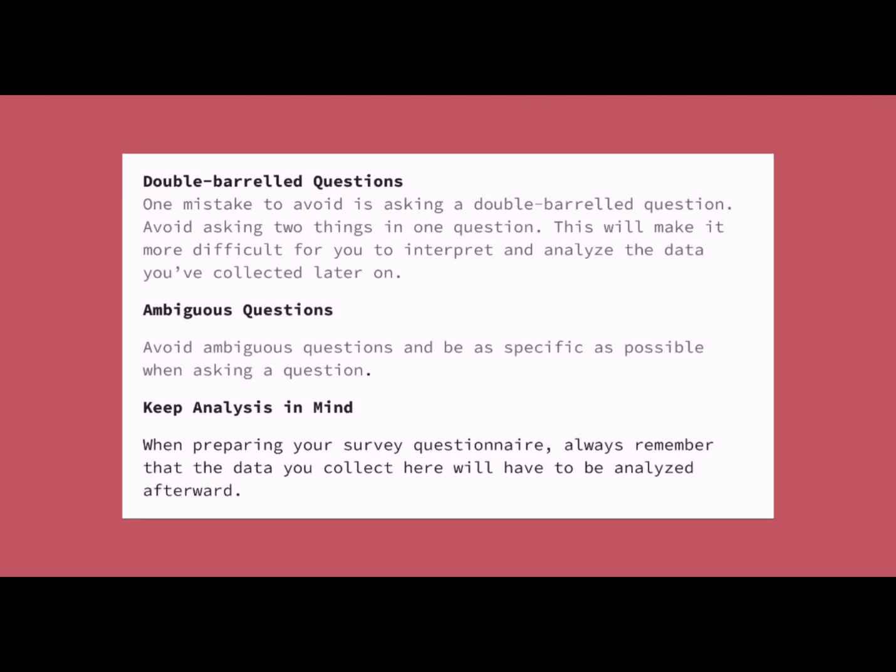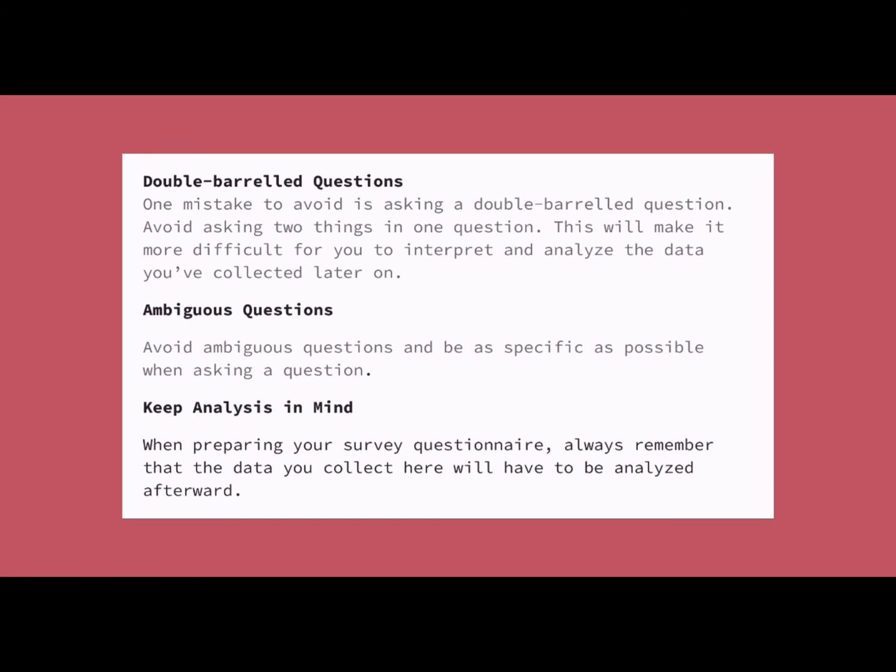So, ambiguous question. Avoid ambiguous questions and be as specific as possible when asking a question. So, for example, terms such as seldom, sometimes, and often may mean different things to different people. So keep questionnaire items short, like less than 20 words. While reviewing your question, we ask ourselves, is this question clear? Can it be more specific?